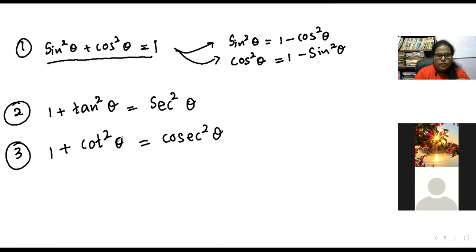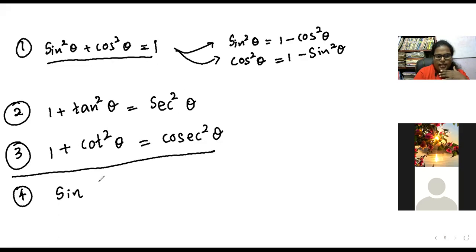So all these three trigonometric identities have a single angle theta. Now I'm taking the double angle formulas. First I am taking sine 2 theta, right? So sine 2 theta equals 2 sine theta cos theta, right?